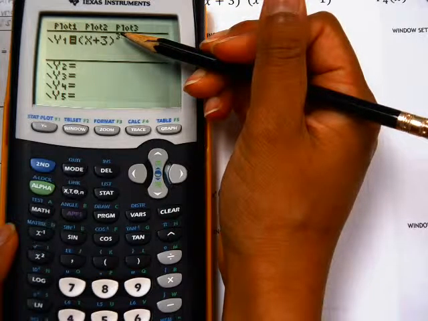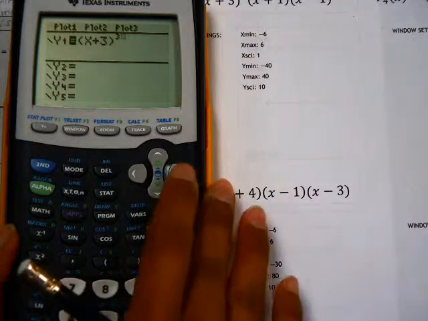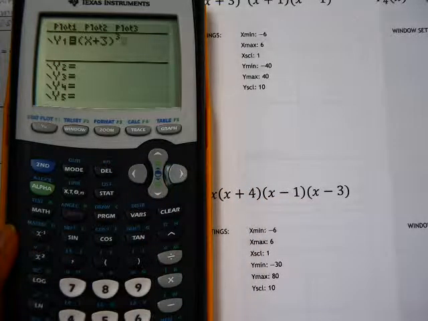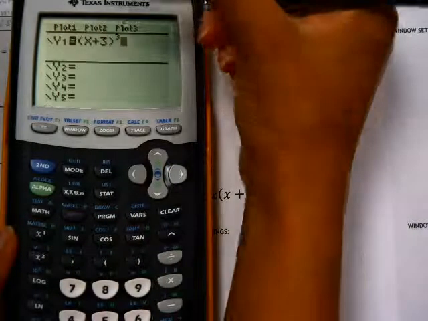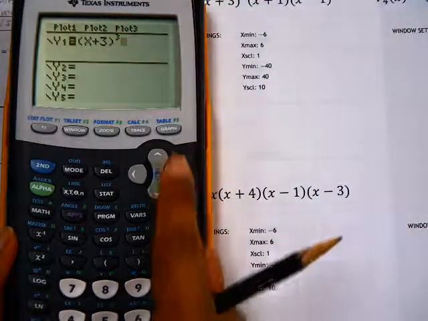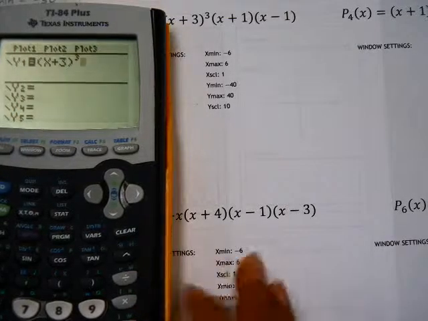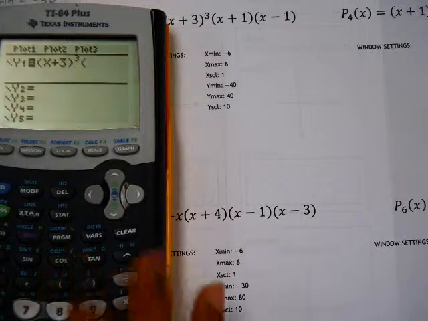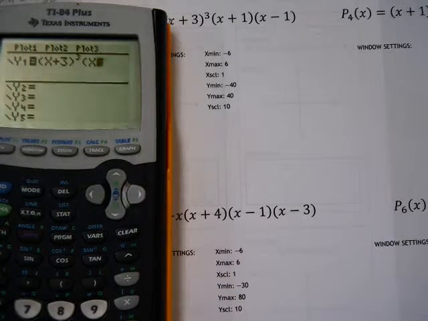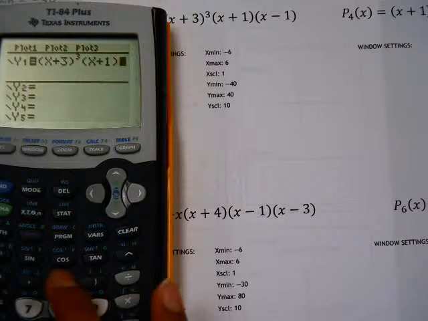If it gives you the 3 up here as an exponent, you may need to arrow to the right to get out of the exponent before you keep typing. Otherwise, it'll start typing the next part up in the exponent. So arrow to the right to get out of the exponent, and then type the remaining parts of the equation. Parentheses, x plus 1, parentheses, x minus 1.